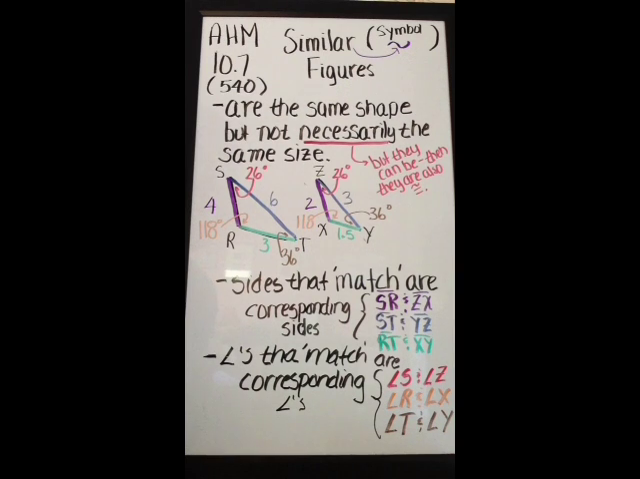So in this example, the sides SR and ZX are corresponding. ST and ZY are corresponding, and the green ones, RT and XY, are corresponding. Likewise, the angles. Angle S and angle Z are corresponding, angle R and angle X are corresponding, and angle T and angle Y are corresponding.